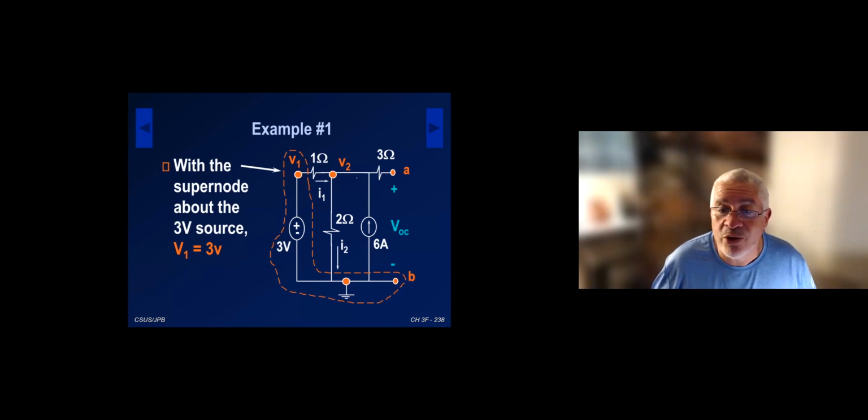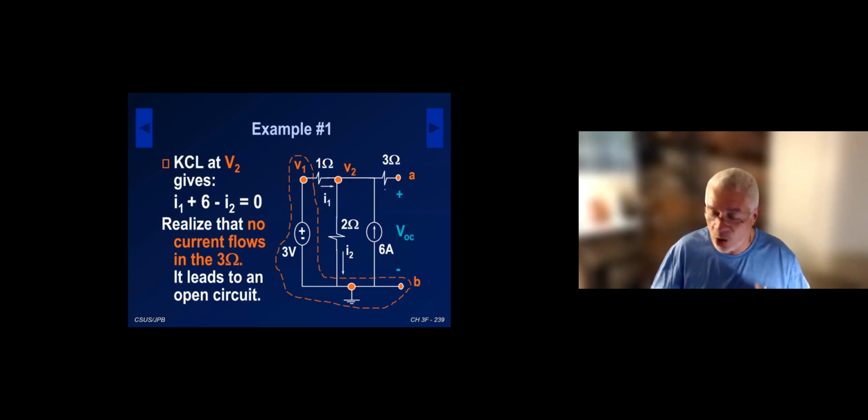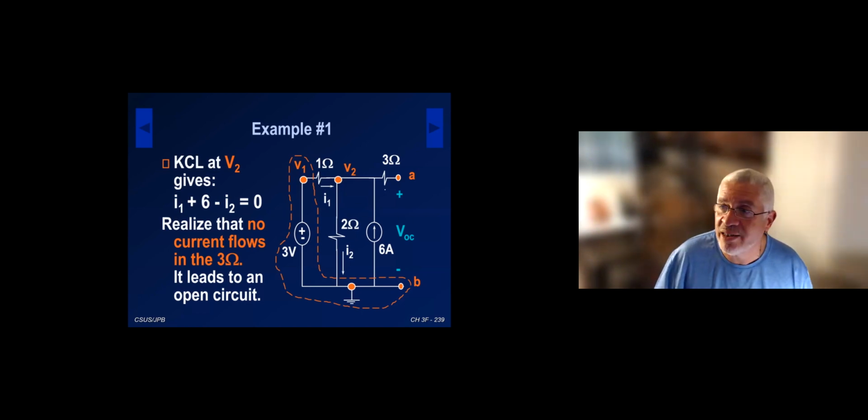The next thing I'm going to do is write a KCL at node V2 to give me my second equation. That KCL is going to be I1 plus 6 equal I2. Again, realize there is no current under 3 ohm because it's just hanging, so the current is 0. So we have I1 plus 6 minus I2 equals 0. The rest is typical Ohm's law. Put under this case, the one KCL equation and solve for V2.